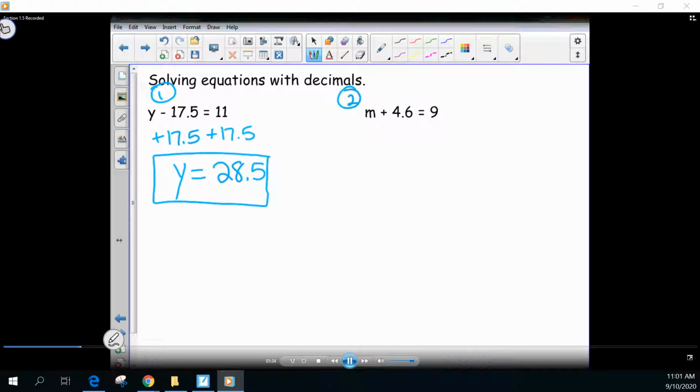Number 2, I have n plus 4.6 equals 9. So same thing, my inverse operation of positive 4.6 is negative 4.6. So I subtract 4.6 from both sides. So I have n equals, then I have to take 9 minus 4.6, which is 4.4. So my answer is n equals 4.4.